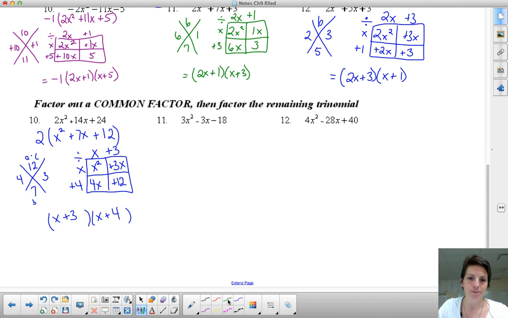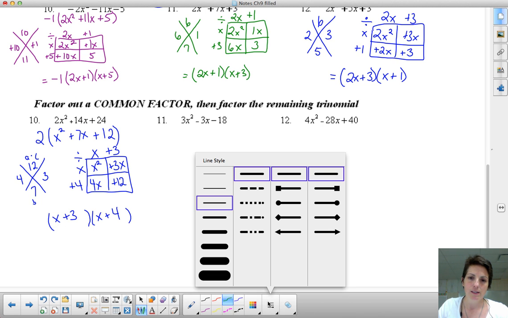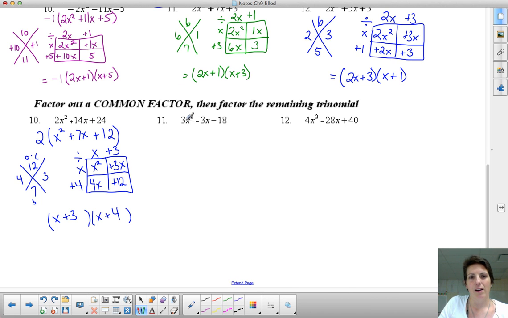Let's do number 11 together as well. First step, anytime you see the directions factor, the first step is always, can I pull out a greatest common factor? Is there something they're all divisible by? And in number 11, that divisibility is 3. 3 times x squared minus 1x, you could write the 1 or leave it invisible, minus 6.